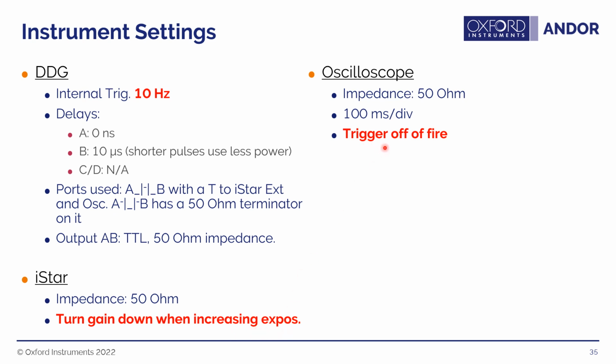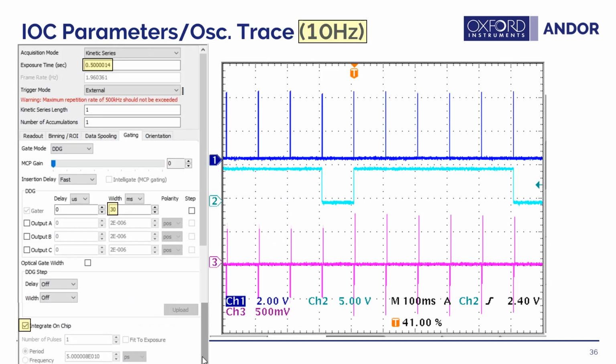And the other thing that's changed is that in this case, I found it easier to trigger off of the fire signal, so that stays in the same position every time the oscilloscope is repeating acquisitions. So again, we're now looking at 10 Hertz. In this case, we increased the exposure, and are taking multiple gates. So again, it's very important to turn down the MCP gain when starting this acquisition.